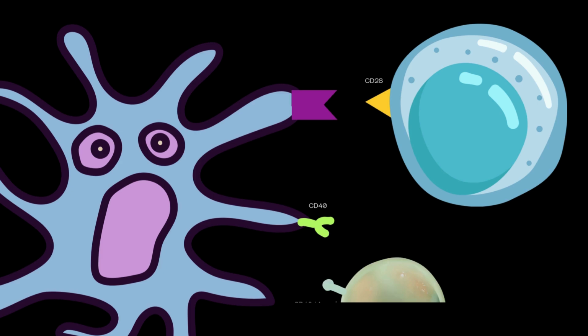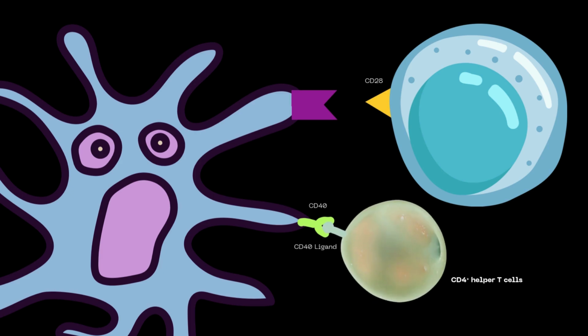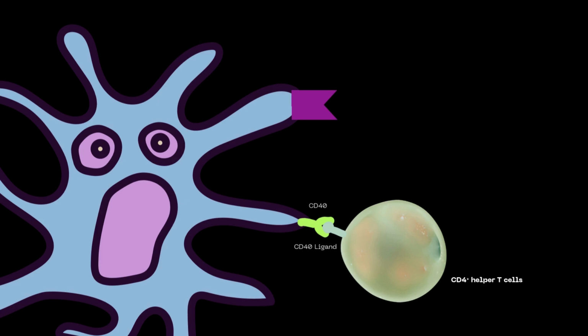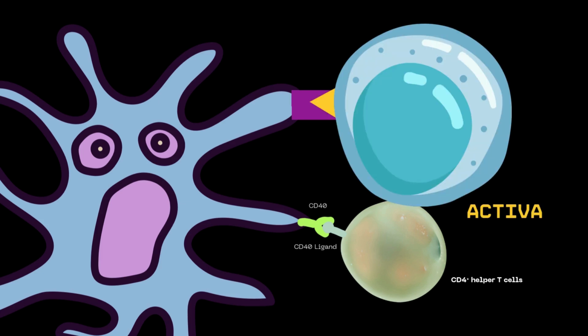This is where CD4 helper T cells step in. Once activated, they express CD40 ligand, which binds to CD40 on the dendritic cell. This boosts the dendritic cell's ability to activate CD8 T cells by increasing B7 levels and cytokine production.